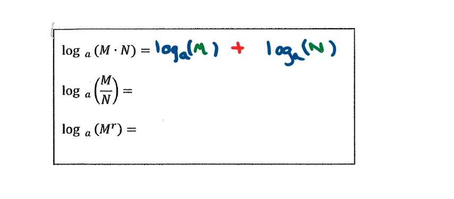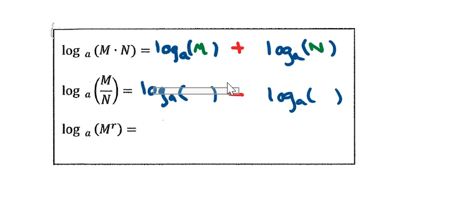With that said, you can probably guess what's going to happen if the argument of the initial log is division. Well, if multiplication splits up into addition, then division should break up into subtraction, and that's exactly what happens. So there's going to be two logs again, log base a of blank, log base a of blank for now, and the operation that's going to separate these two logs is subtraction.